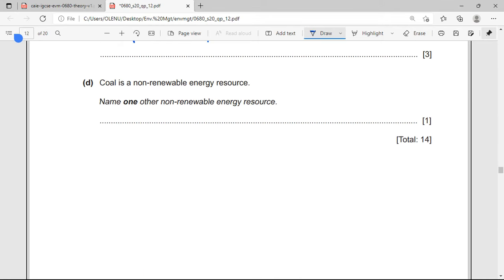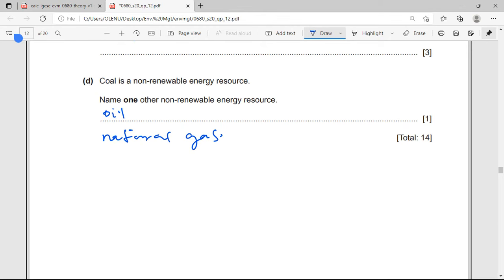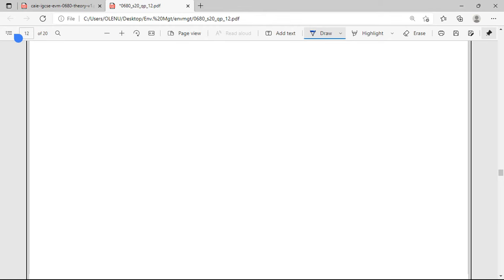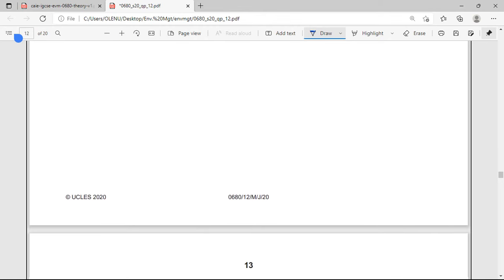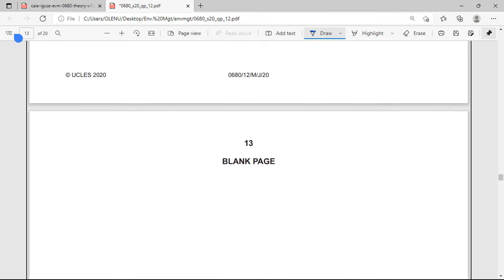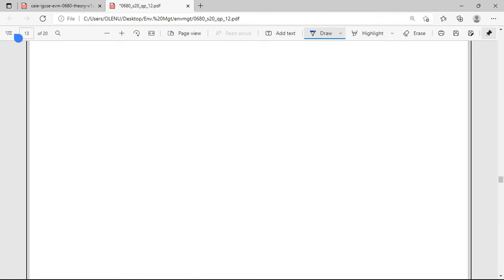Now, coal is a non-renewable energy resource. Name one other non-renewable energy resource. Okay. Remember, it's simple. Coal, oil, natural gas. So you can have oil, natural gas, which are all fossil fuels. So anyone, get your full mark.